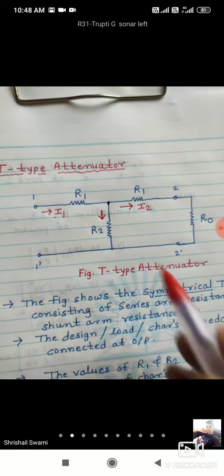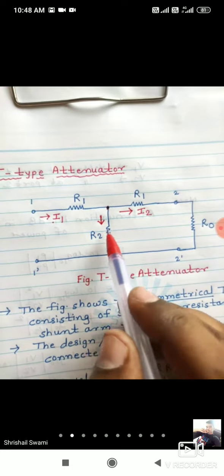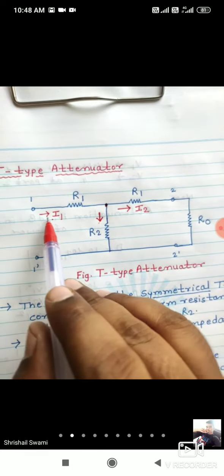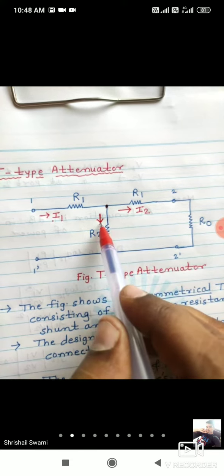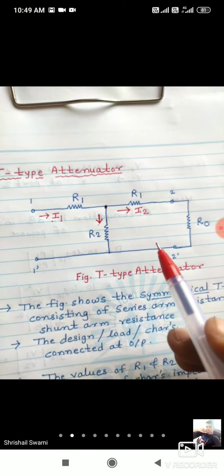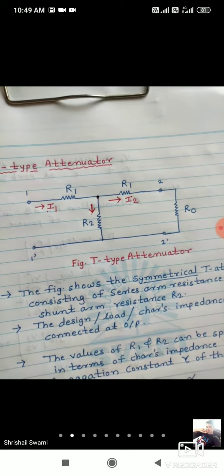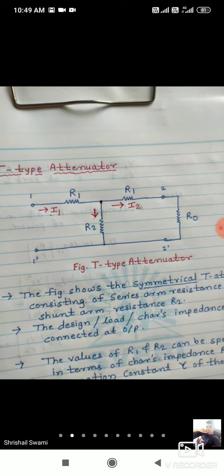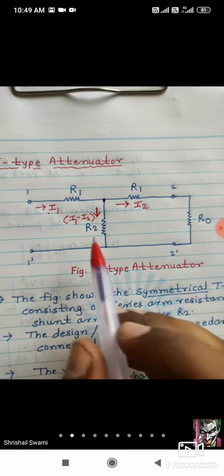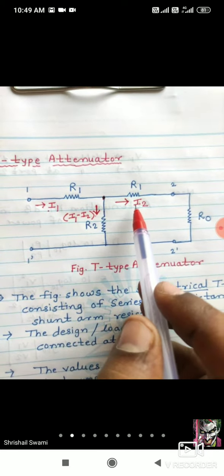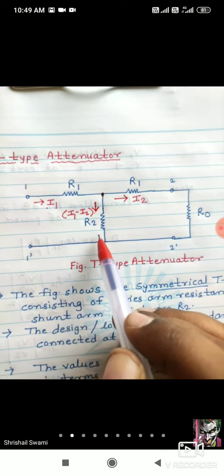So what will be the current flowing through this path? Anyone can tell by applying KCL here. किंवा orally सांगू शकता what will be the current? If total current is I1 and this current is I2, what is this current? काय असू शकेल? Who will tell? What will be the current passing through R2? Anyone? Yes. So it is I1 minus I2. Okay. So I1 is the total current. त्यातला I2 minus केलं की I1 minus I2 will be the current flowing through R2.